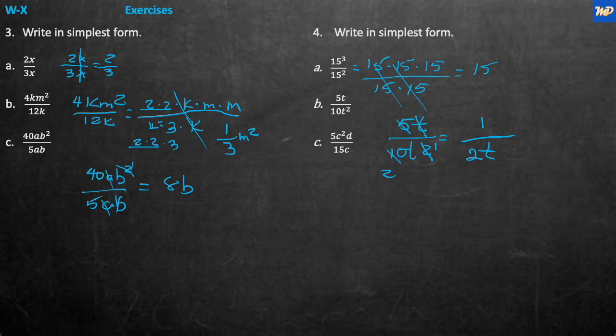Now finally C, 5c squared d all over 15c. Well, the d is going to remain because there's nothing to cancel it out. The 5 is going to go away because it's going to divide into the 15 3 times. So now we end up with a 3 on the bottom. There's one c on the bottom, 2 c's on the top, so we're going to end up with a c on the top. And this will be gone, and this will be converted to a 1, and the d will remain because there's nothing to cancel it. So the answer here is cd divided by 3.